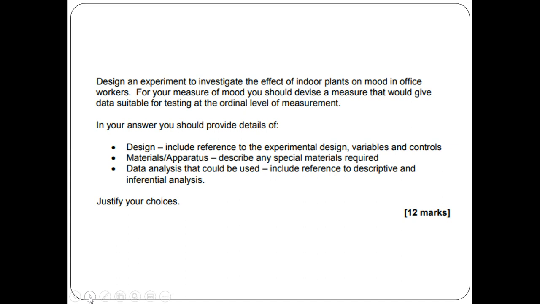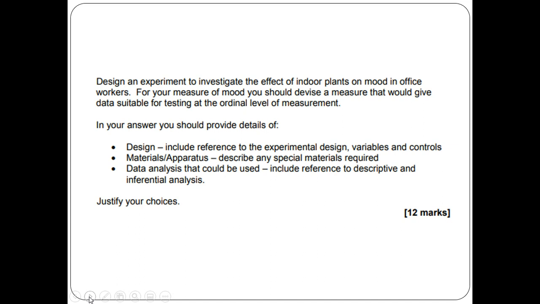The design you pick affects what stats test you would use for the 3rd bullet point, but it doesn't matter. So just pick whether you use independent measures or repeated measures. So if it's the same people in the same office, but certain days they've got plants and certain days they haven't, it's repeated measures. If you've got 2 offices, one's got plants and one hasn't, it's independent measures.